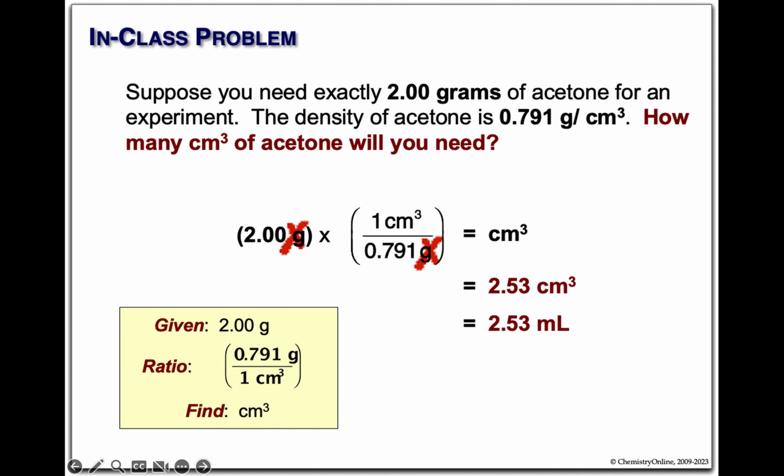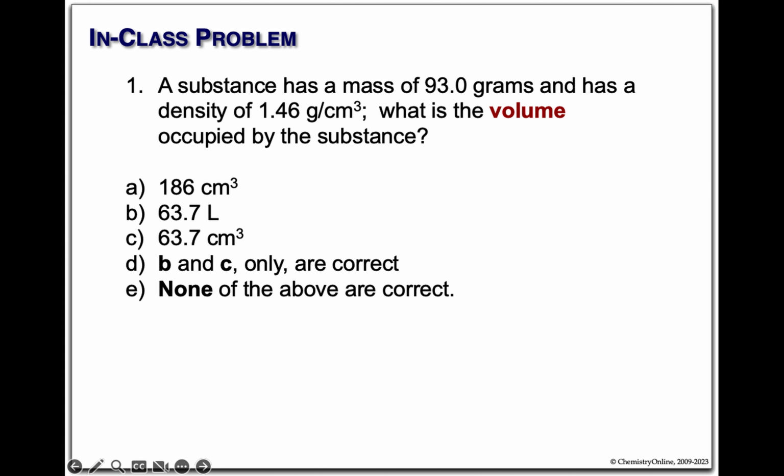All right, on your first hour exam, I can guarantee you, you will be doing problems for density. So let's look at some from the archive. Substance has a mass of 93, density of 14.6. What's the volume? Now we're going to do this 2 ways. You can do either one on the exams.